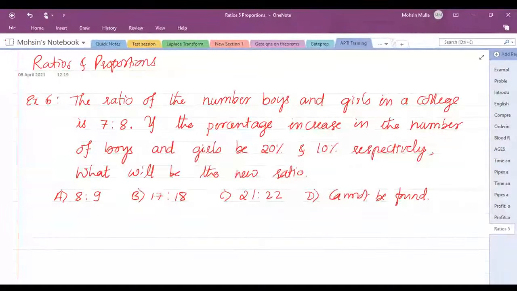Who is this, roll number? Roll number 33. Your name? Okay. Others? Anybody else? Okay.